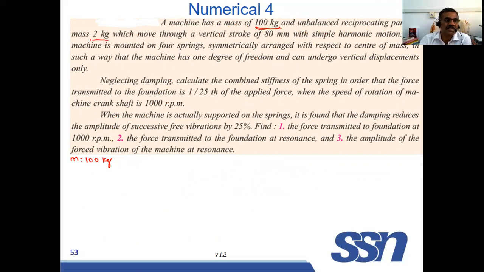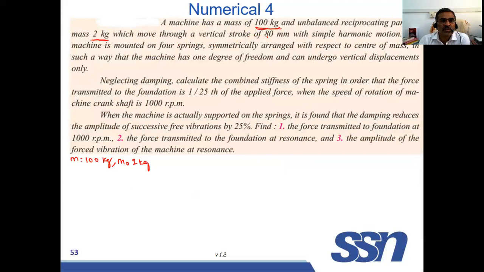Within the machine, there is a reciprocating part. In case of an IC engine, what is the reciprocating part? It is a piston. Inside the machine, there is a reciprocating part, and that mass is m naught, that is 2 kg.